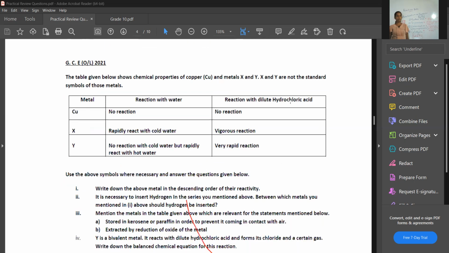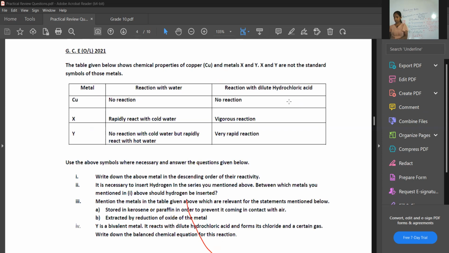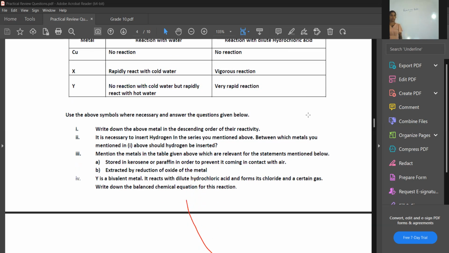Then a question from the 2021 paper. That is not only about the reaction rate; it is regarding metals and their reactivity and all those things. Normally, you are not given questions lesson by lesson. It is a combination of the lessons. Look at this.